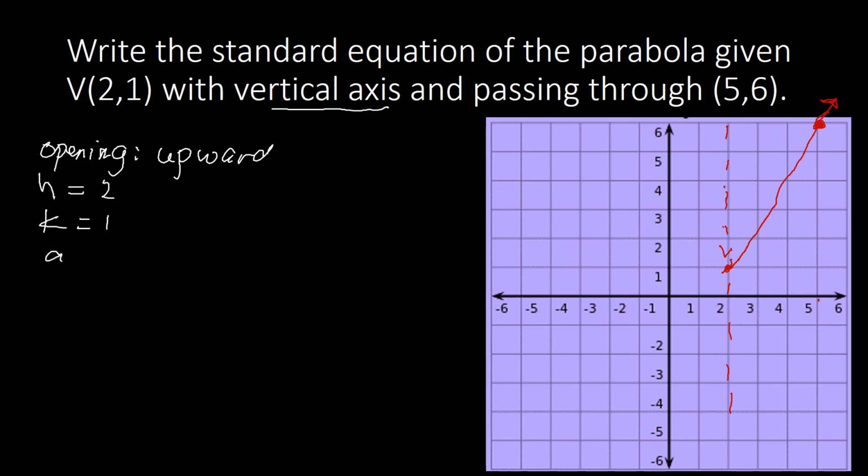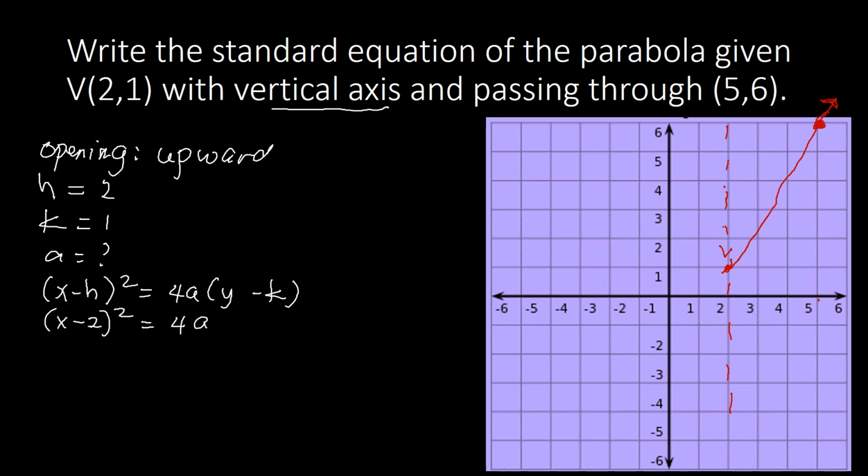But for a, we don't have an a, so we have to look for that one utilizing our standard equation of the parabola. Since this is upward, this is now x minus h squared equal to 4a times y minus k. So plugging in, we've got our x minus our h, which is 2, squared equal to 4 times a, which is unknown.